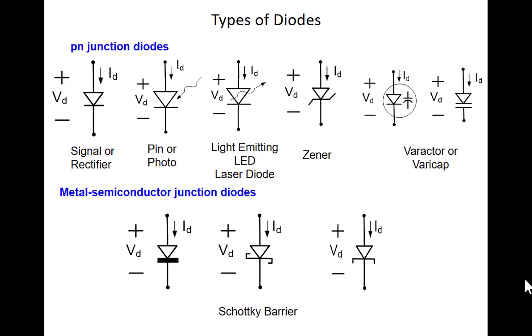A couple more comments about diodes. There are a lot of different diodes. We could spend the whole course talking about diodes. So here's some of the diodes that are around along with their symbols. We have signal or rectifier diodes, and really the diodes we've been thinking of so far are in the class of what we call signal or rectifier diodes. Oh, there's one thing about diodes I didn't talk about. I should mention it briefly before we go on.